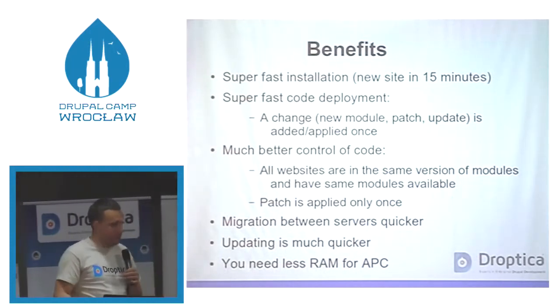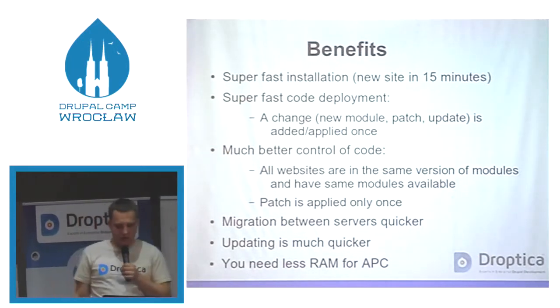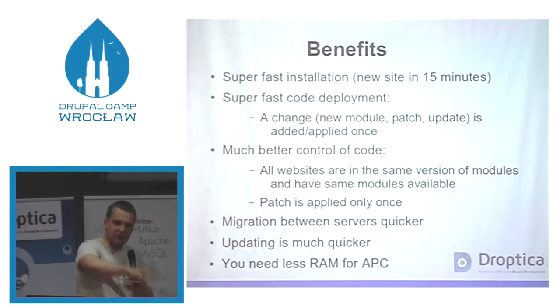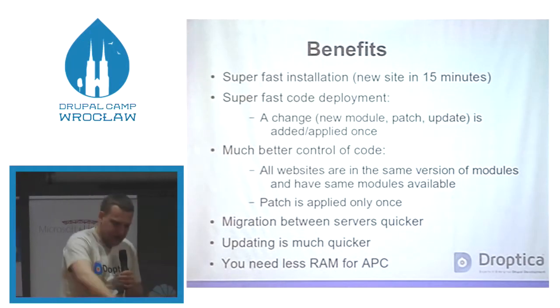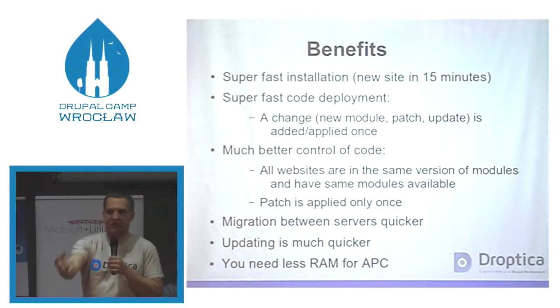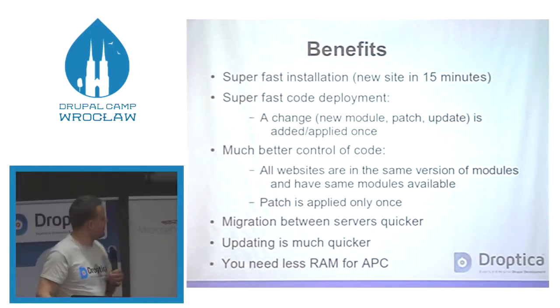It's extremely efficient. You need less memory for APC, because if you had 60 installations on a server or anywhere, APC would actually cache each single one separately. Now it just caches the one, right? It's 60 times less memory used.